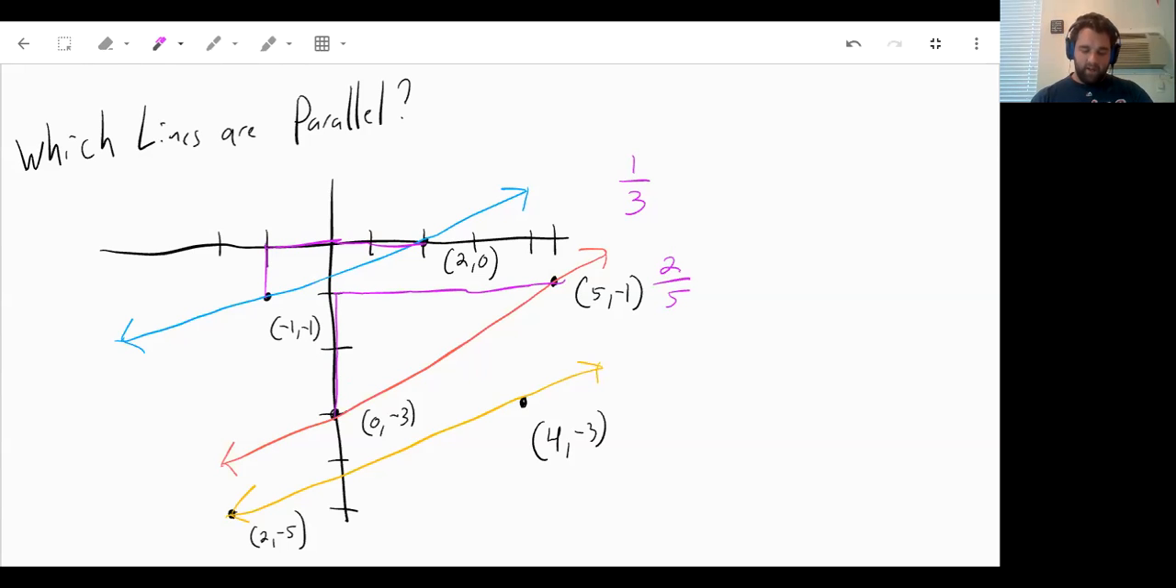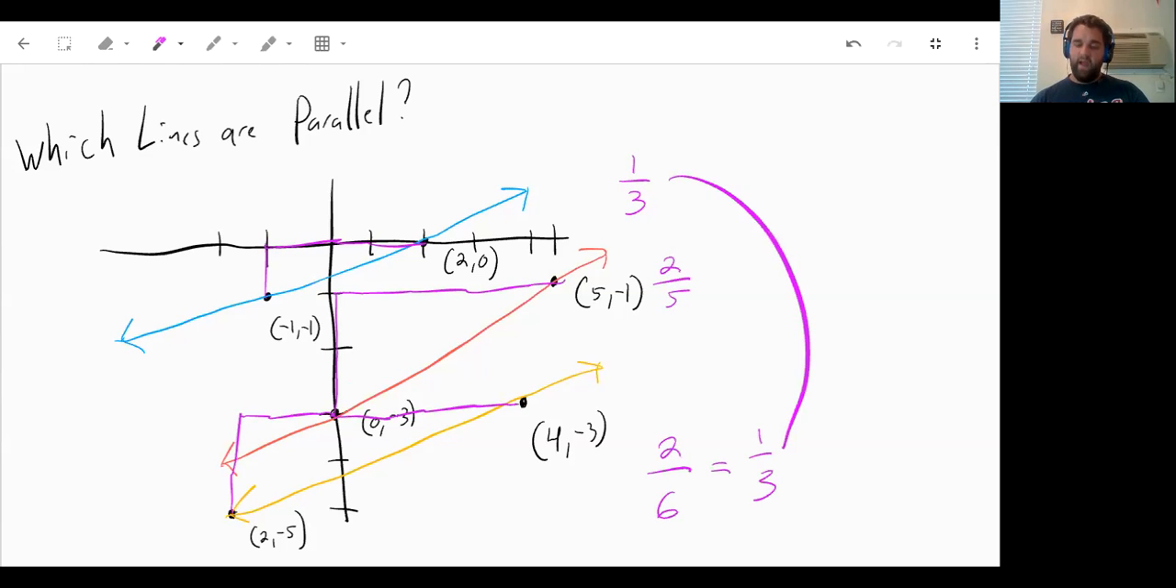But let's try the yellow line. For the yellow line, we go up 2, right 1, 2, 3, 4, 5, 6. So up 2 over 6. And when we simplify that out, that's going to come down to 1/3. Well, now these two have the same slope, therefore they are parallel lines. And for anyone who was bugging, this is actually supposed to be a negative 2 down here for our x. But that's it. Now you've got your parallel lines there.